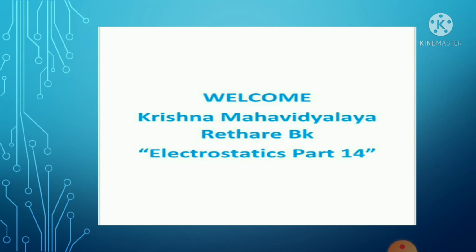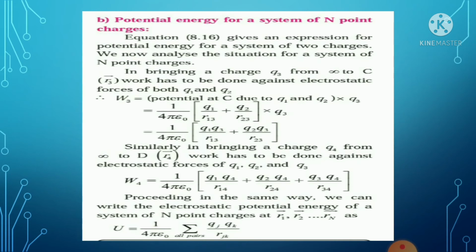In the previous lecture we studied potential energy and electric potential of a system of charges. Now in this lecture, electrostatic part 14, we will find out the potential energy for a system of n point charges. For this we first consider equation 8.16 from the previous lecture.